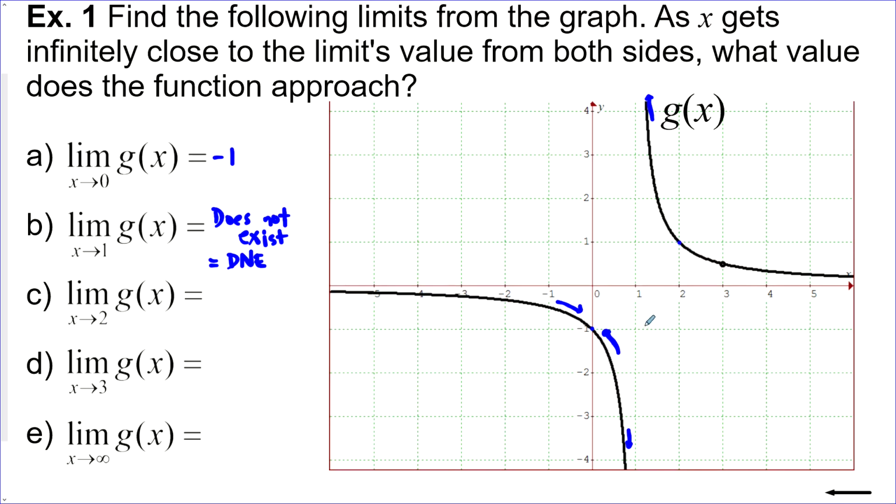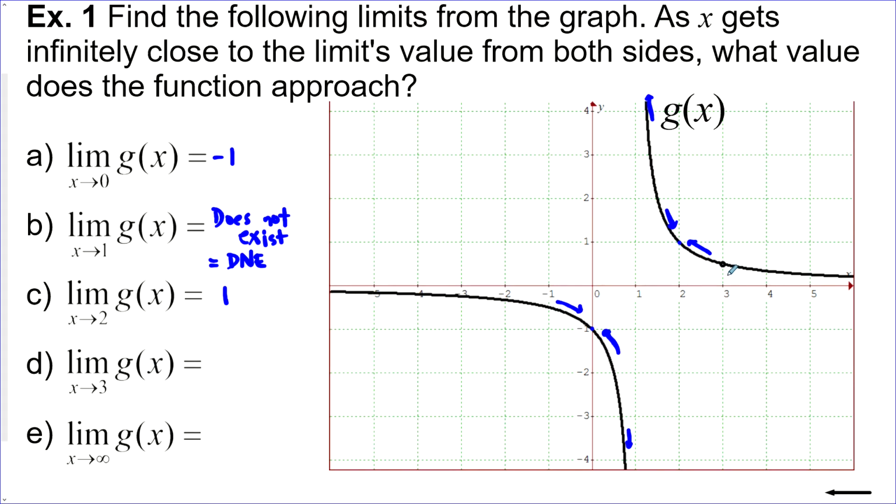Next one, the limit of g of x as x approaches 2. So there it is, 2. We're going to approach it from the left, and we're going to approach it from the right. It gets closer and closer to 1. So that limit exists.